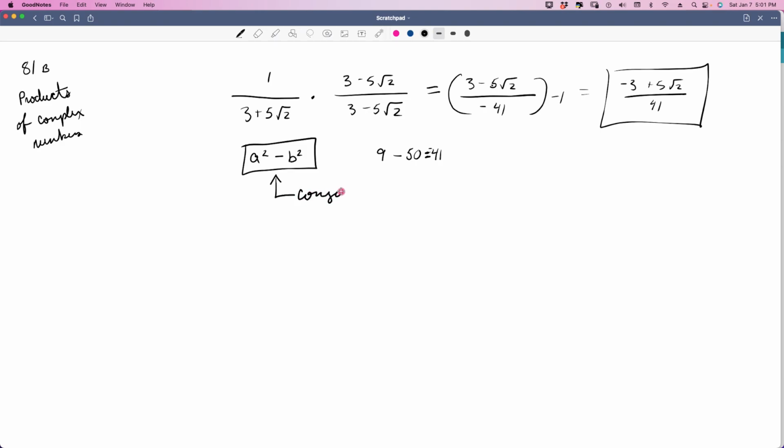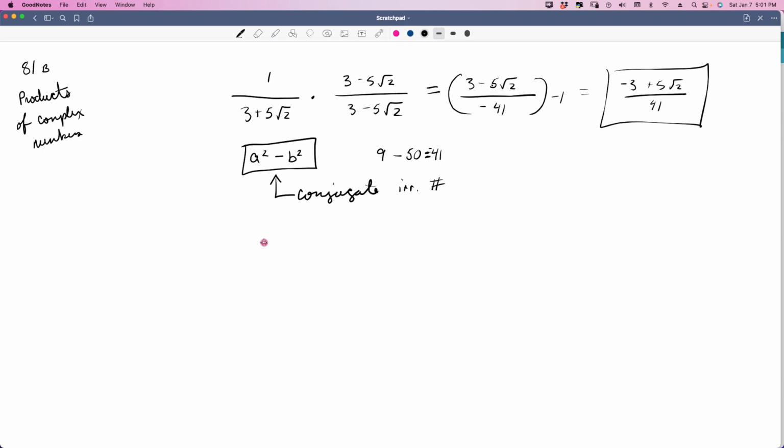Conjugate an irrational. I can't spell irrational apparently. Conjugate an irrational number this way.